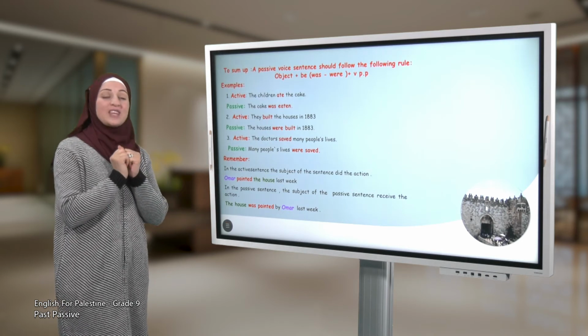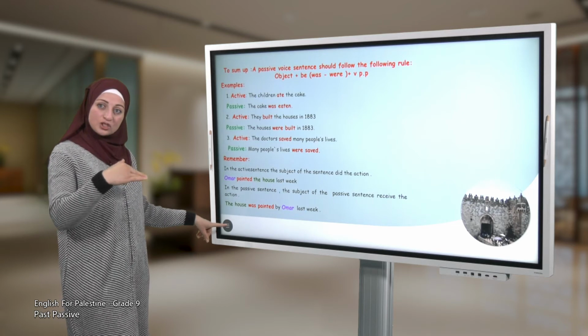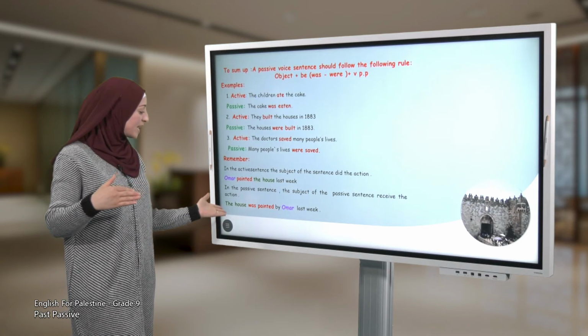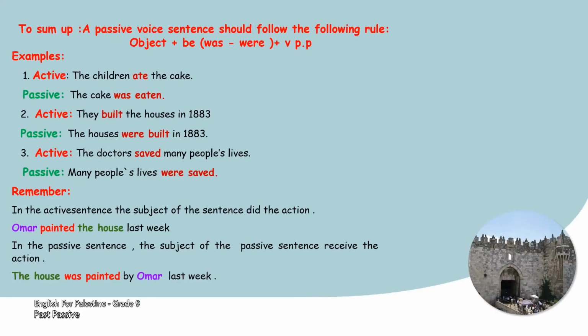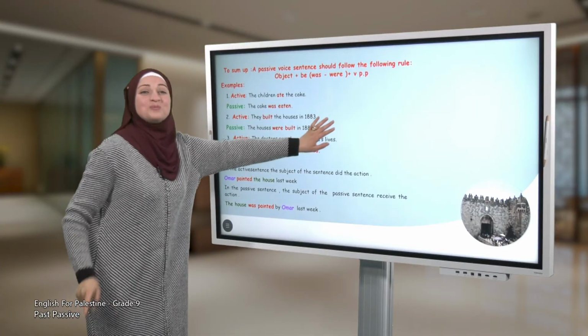He received the action. For how I can change this sentence into passive, I will say the house was painted by Omar. Omar received the action here. He didn't do it. Okay? So, let's continue.